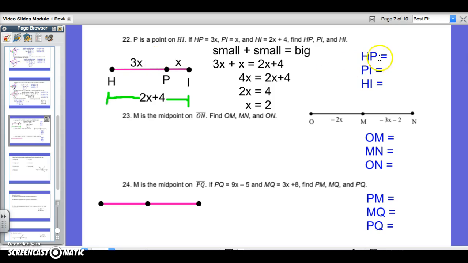3 times 2 is 6. So HP is 6. X was PI, and so that is just 2. And then HI, we could plug it into the expression just to double check. So plugging the 2 into the x, 2 times 2 is 4, and 4 plus 4 is 8. Double checking, these two added together also equal 8.